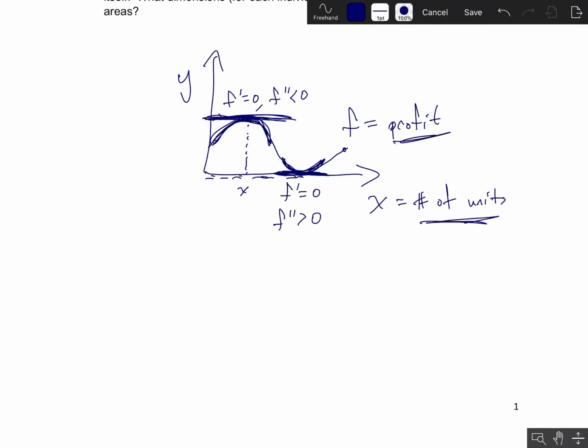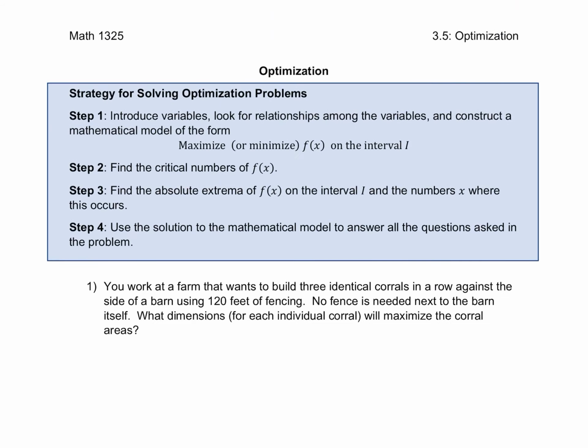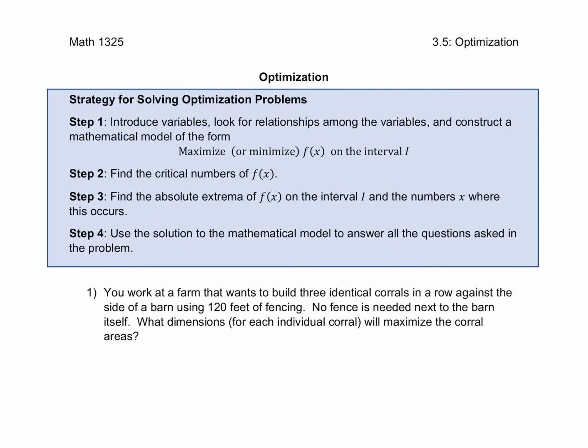So we would be able to find this maximal profit and the corresponding number of units that we should make in order to maximize that profit. Okay, so that's the idea in this set of notes. This is basically just the word problem unit for Unit 3.